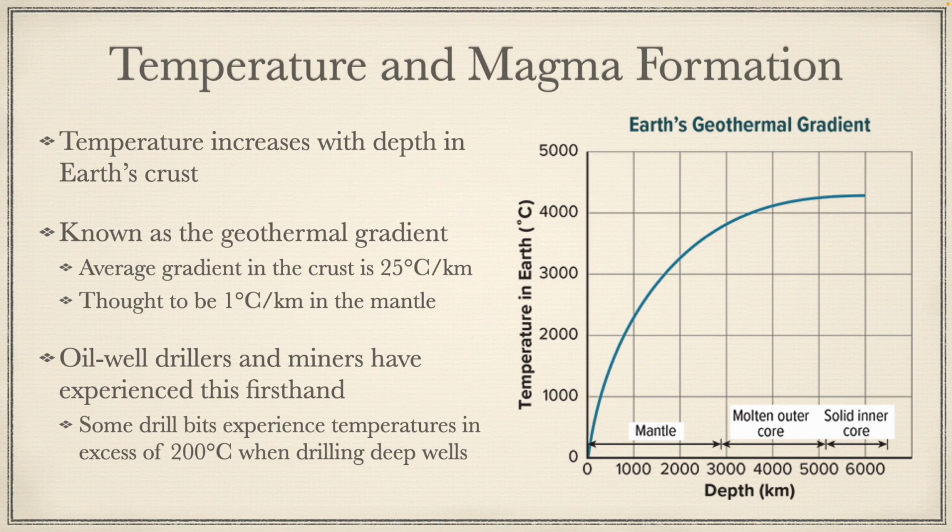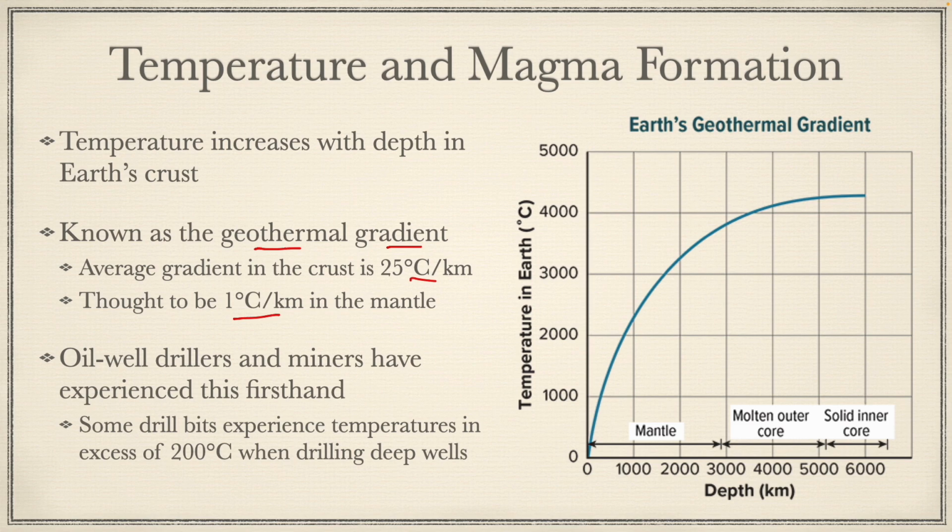So, temperature and magma formation. Temperature increases with depth in Earth's crust. As you go deeper into the crust, the temperature increases. This is known as the geothermal gradient. The average gradient in the crust is about 25 degrees Celsius per kilometer. So for every kilometer you dig down, the temperature increases by 25 degrees Celsius. Once you get through the crust and into the mantle, we don't know for sure, but we think it's 1 degree Celsius per kilometer in the mantle.